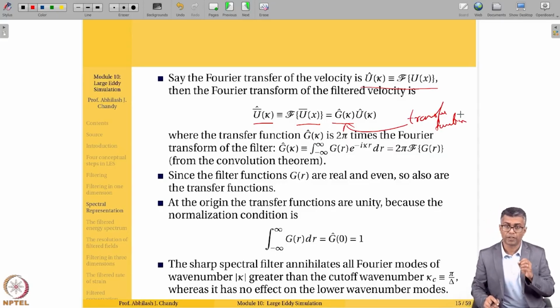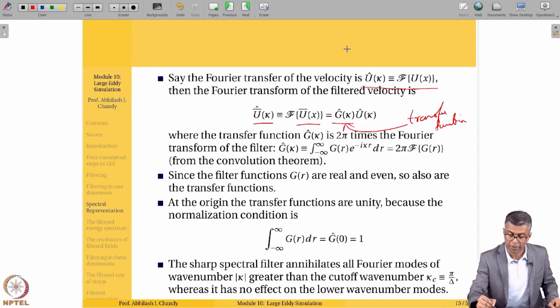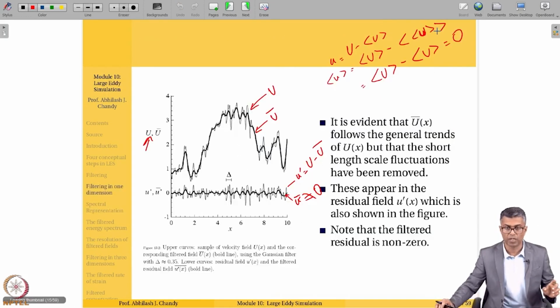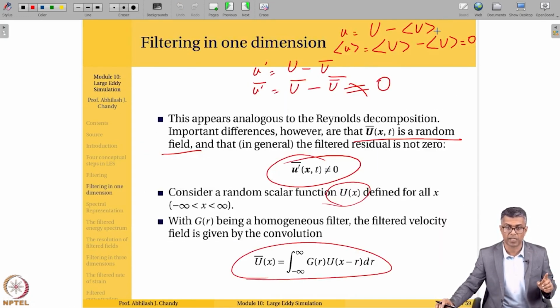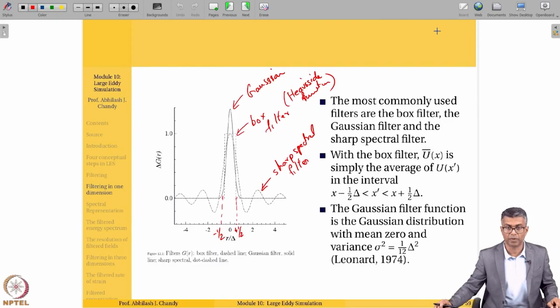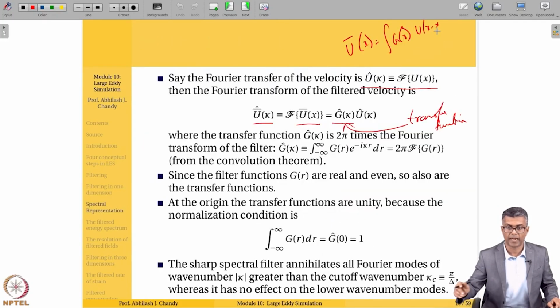Now, if you remember, the filter function was defined as, okay, so the filtering operation in physical space was defined as integral g of r times u of r minus x. Let me just make sure it is, I believe it is g of r minus x. No, that is correct. So g of r times u of x minus r, right? So writing that here, u of x minus r, and that would be dr.